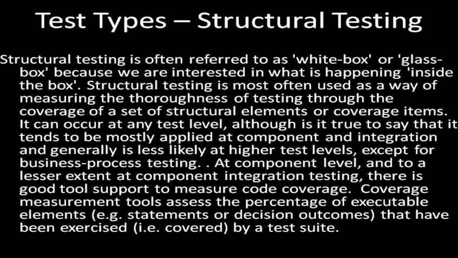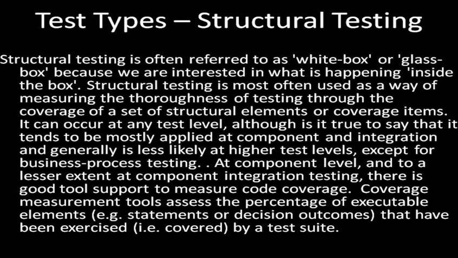The third target of testing is the structure of the system or component. If we are talking about the structure of a system, we may call it the system architecture. Structural testing is often referred to as white box or glass box because we are interested in what is happening inside the box. Structural testing is most often used as a way of measuring the thoroughness of testing through the coverage of a set of structural elements or coverage items.